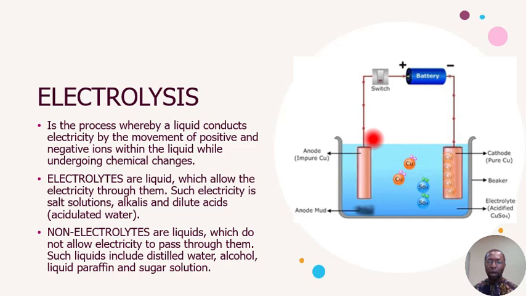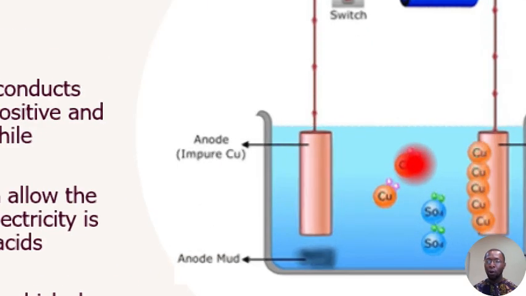Okay, all that we have been seeing in the electric cells is about electrolysis. It's just the process whereby a liquid, which is the electrolyte, conducts electricity. So the conduction of electricity by the electrolyte is called what? Electrolysis. It is a process whereby a liquid conducts electricity by the movement of positive and negative ions within the liquid while undergoing chemical changes.